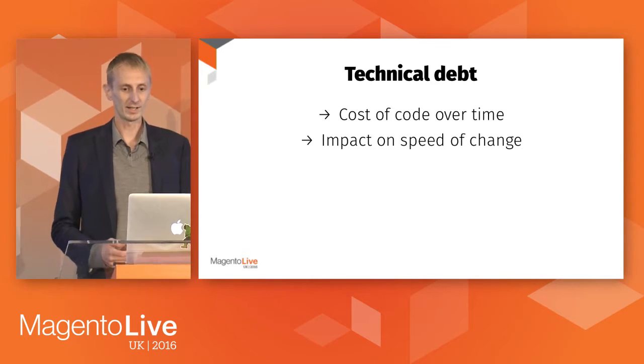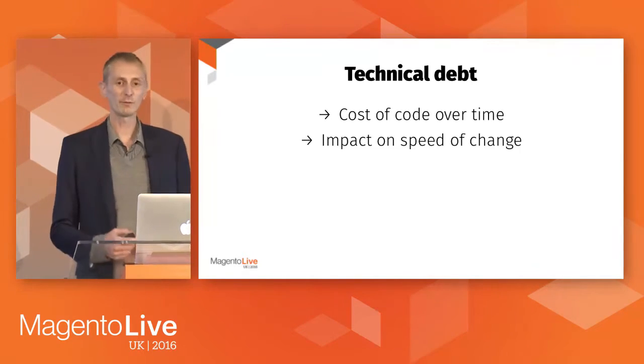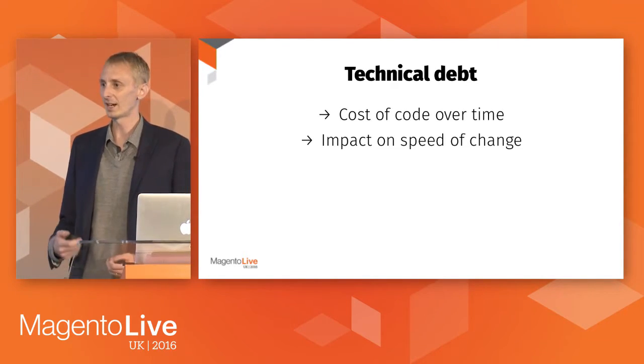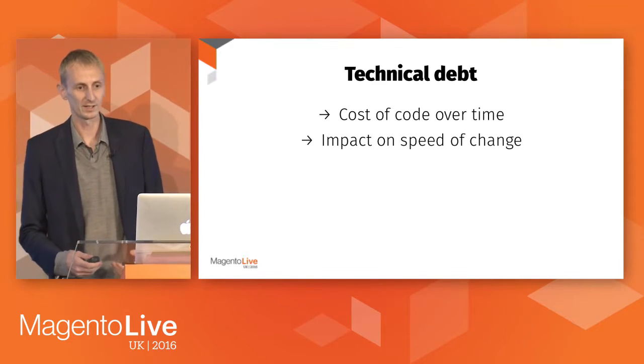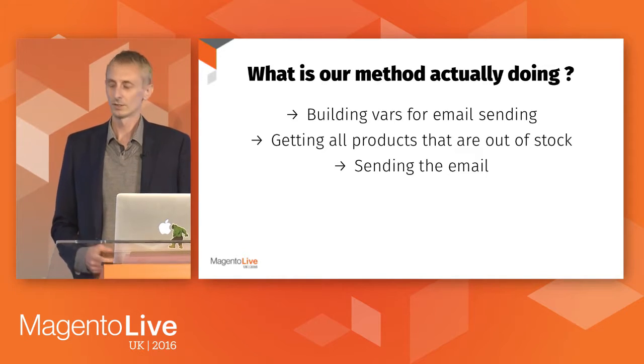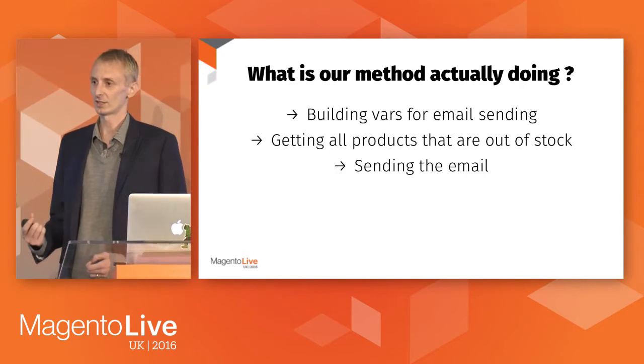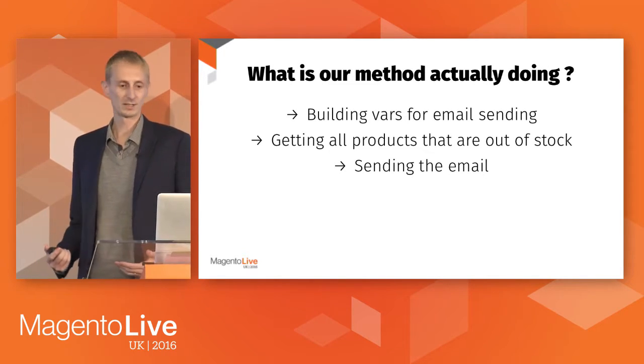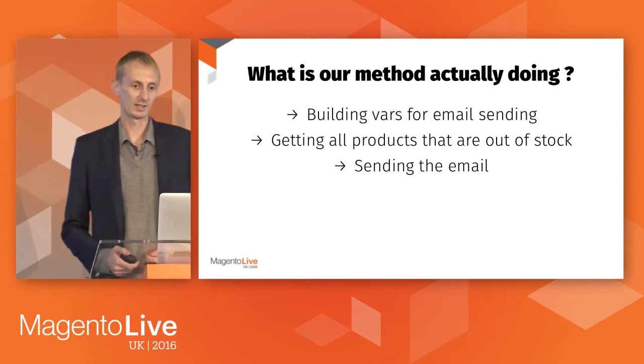Again, technical debt is the impact that we've got. How fast can we change? How can we be agile, adaptive, and modify the pieces of code that we're actually building? So let's break down what the method is actually doing to see if we can try and make this class a little bit better, see if we can deconstruct it a little bit.